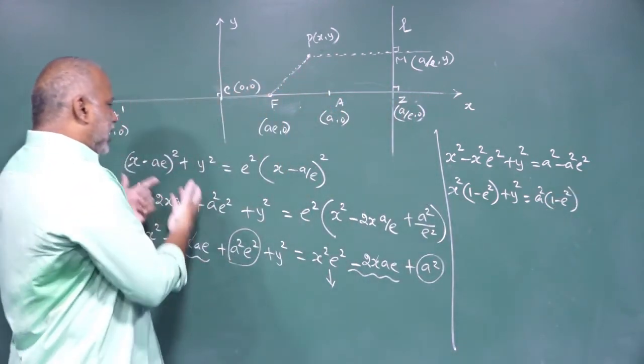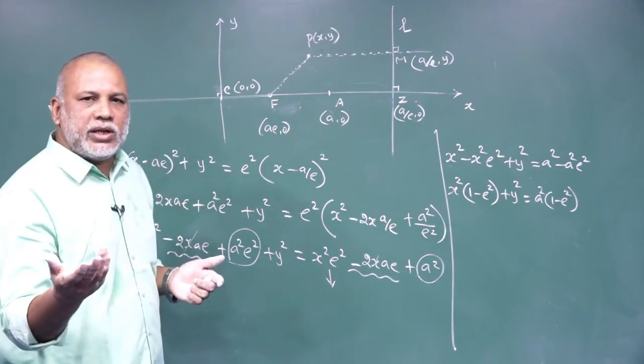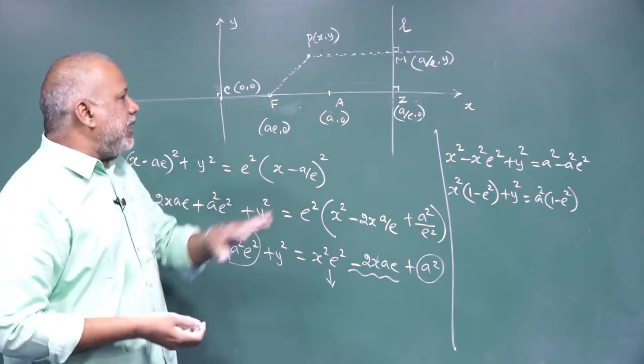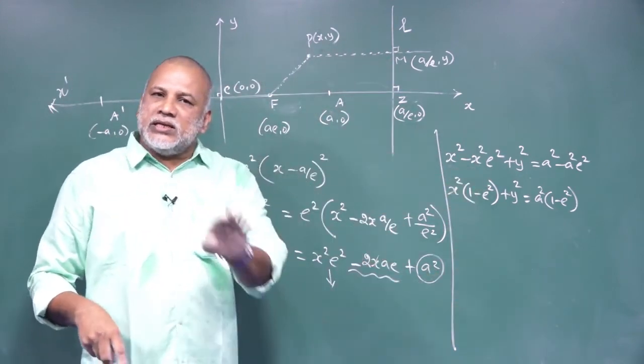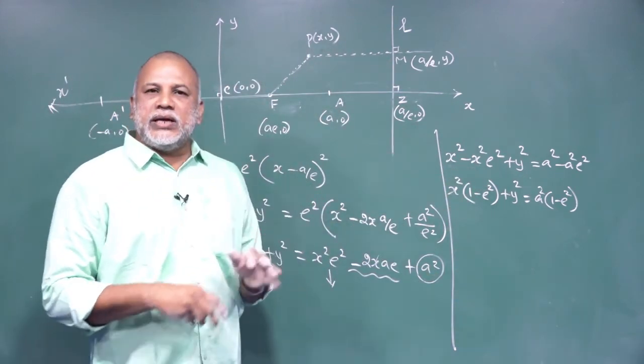Once again listen. After that, by using FP by PM equal to E, cross multiplying, FP is the distance between 2 points, use the distance formula. PM is also the distance between 2 points, use the distance formula.